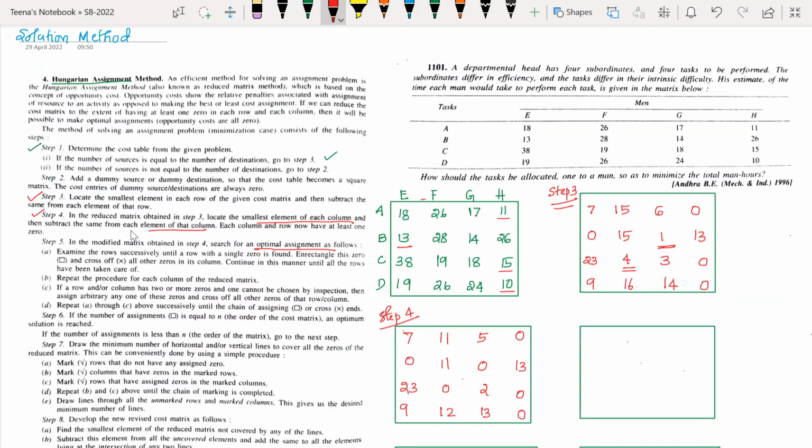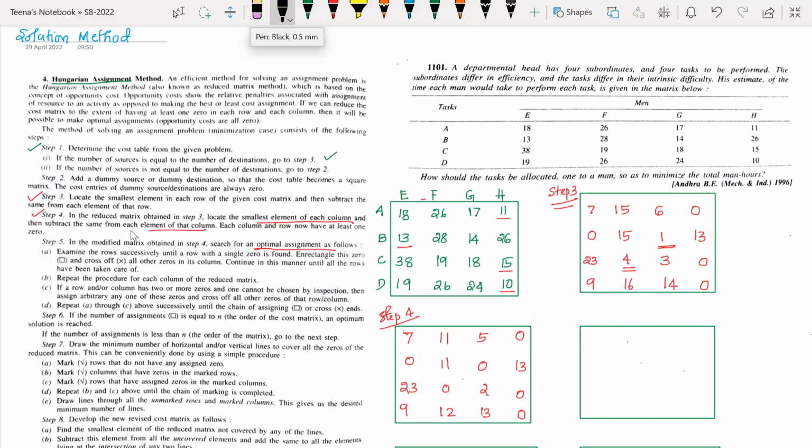Examine the rows successively until a row with a single 0 is found. Enrectangle this 0 and cross off all other zeros in its column. Continue in this manner until all the rows have been taken care of. So let us see what can be done here. Examine the rows successively until a row with a single 0 is found.